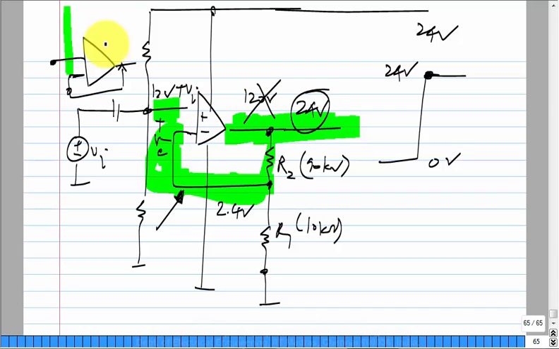But the key to debugging any circuit is first you check the operating points. That will tell you a lot of things, and then after that you can see. Otherwise, simply looking at the scope and saying the signal is not coming will not get you very far.